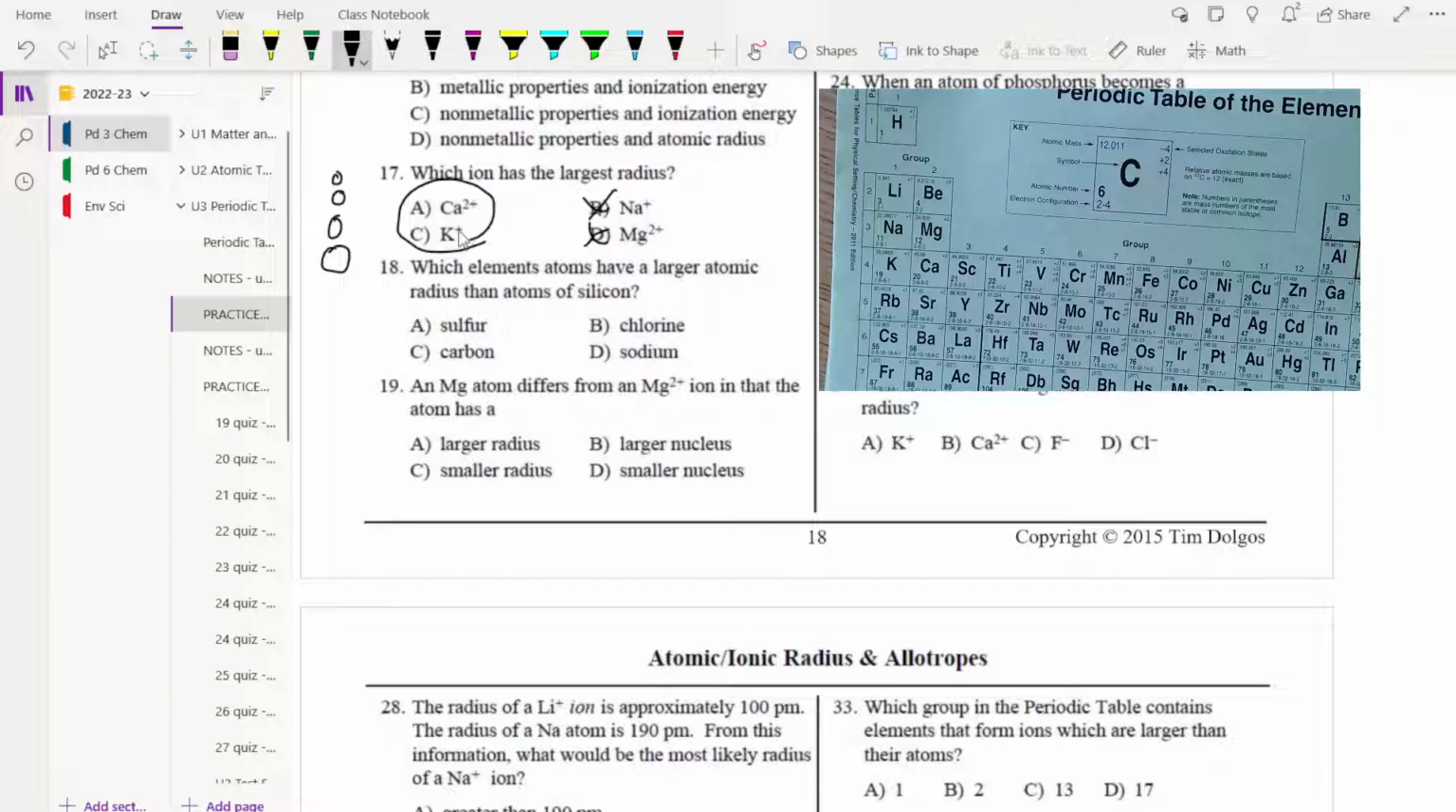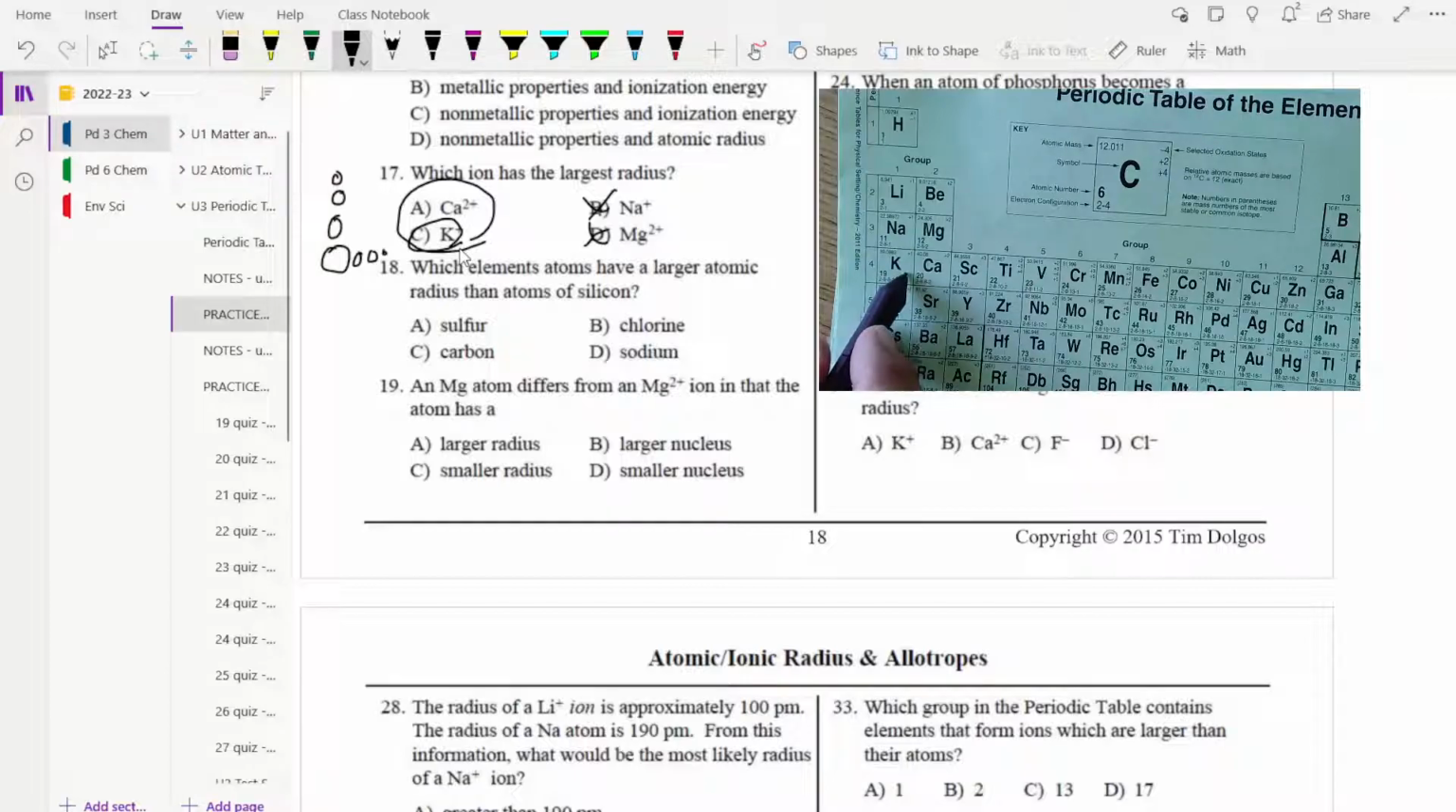But then you have to ask yourself, which of these two will it be? For that one, we know that they get smaller as you go from left to right. So the answer would be potassium, because you'll see potassium is over here, and the calcium is a little bit smaller, and so forth all the way down, because of the winning out of the nuclear charge.